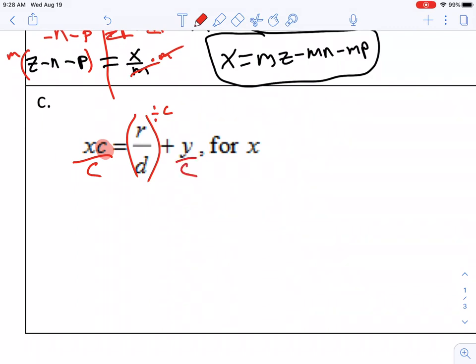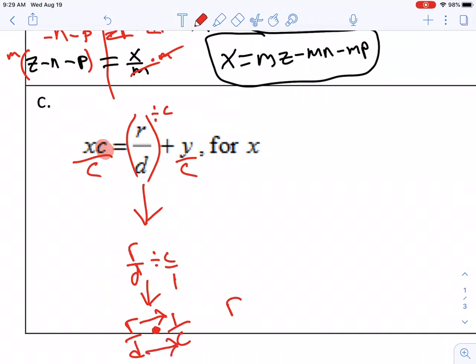So when I have a fraction, I don't like making double fractions. So I'm going to do my work here. R over d divided by c. So think about when we divide, we're actually multiplying the reciprocal. So that's c over 1. So r over d times the reciprocal, which is 1 over c. And then we can multiply our numerators together, r times 1 to get r, and our denominators together to get d times c. Okay, so that was just for this piece here.